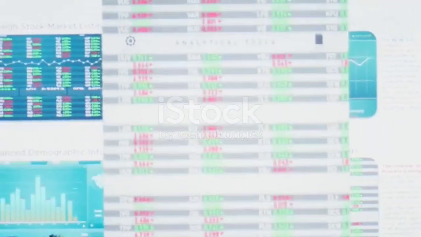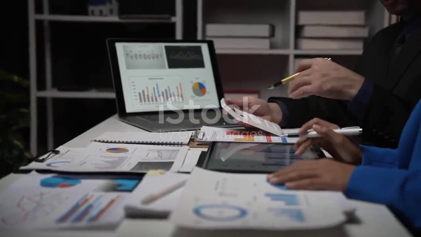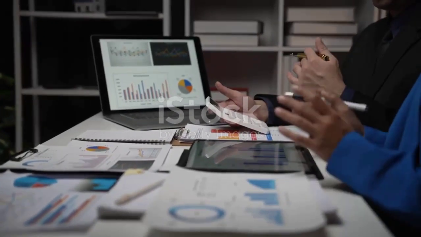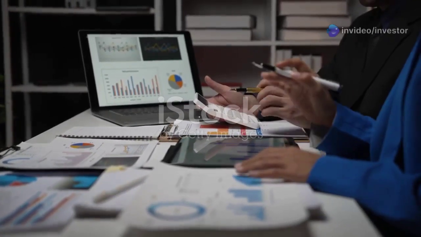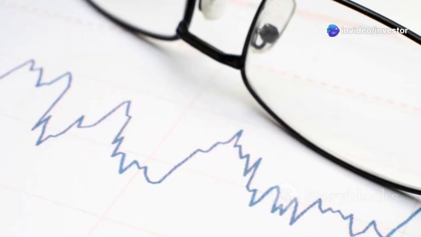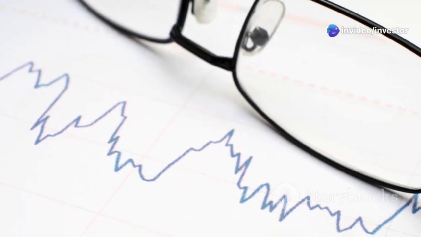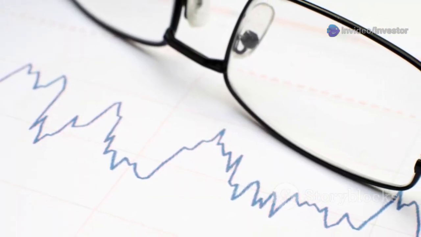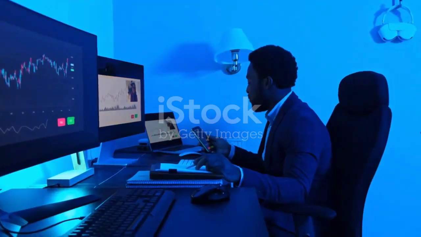Section 6, same return, different risks, choosing wisely. Let's say you're comparing two funds with the same average annual return of 8%, Fund C and Fund D. Fund C has a standard deviation of 3%, while Fund D has a standard deviation of 8%. Which one should you choose?